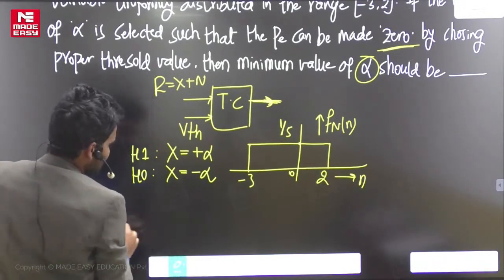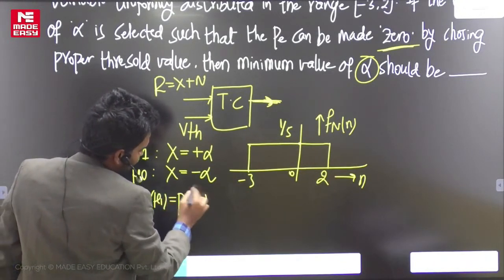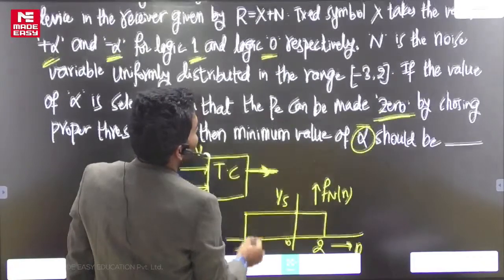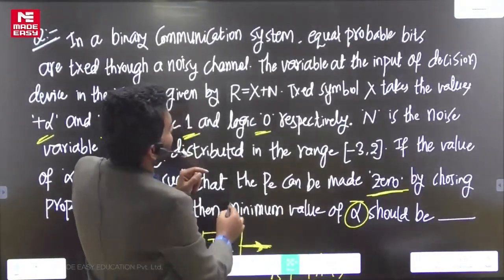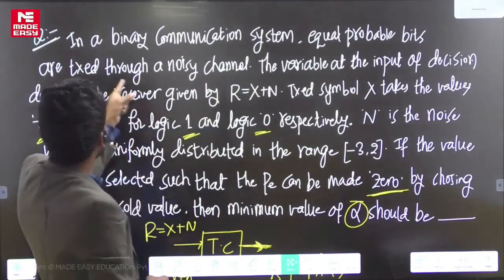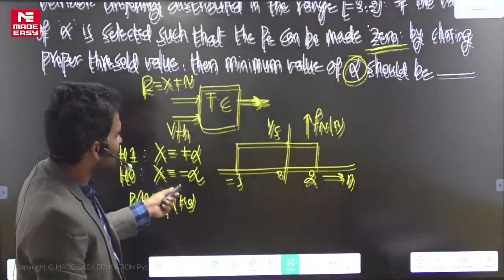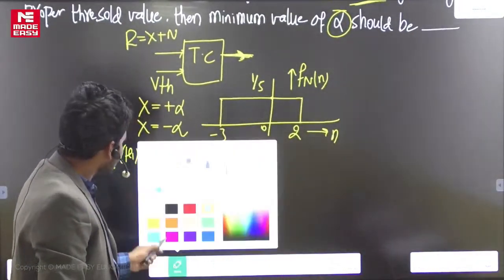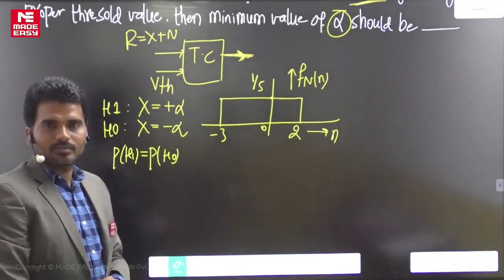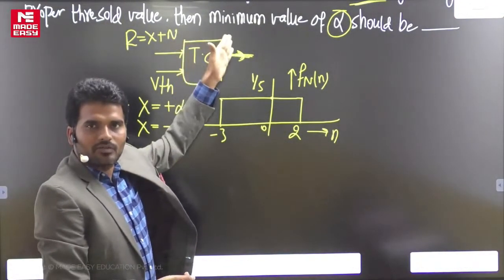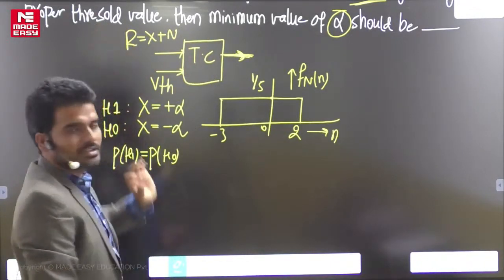Here P(H1) equals P(H0) is given in the question. The symbols are transmitted with equal probability. In the first line it is given that equiprobable bits are transmitted through a noisy channel. Now first we have to get the density function of R, since the decision will be taken in favor of 1 or 0 based on the R value.